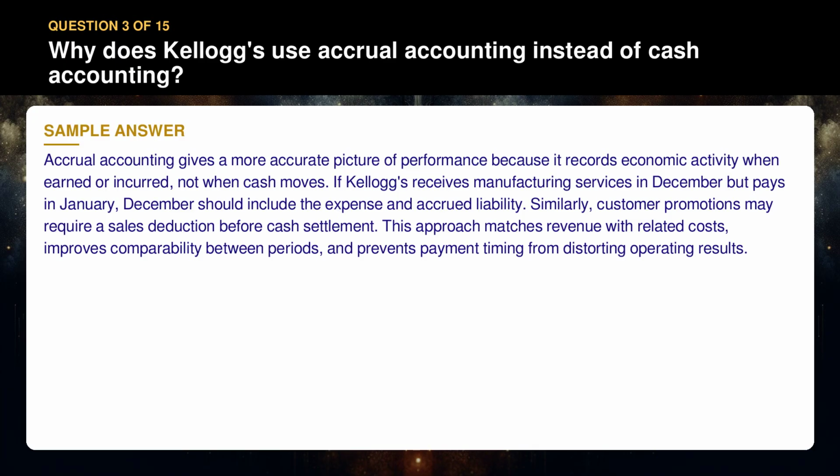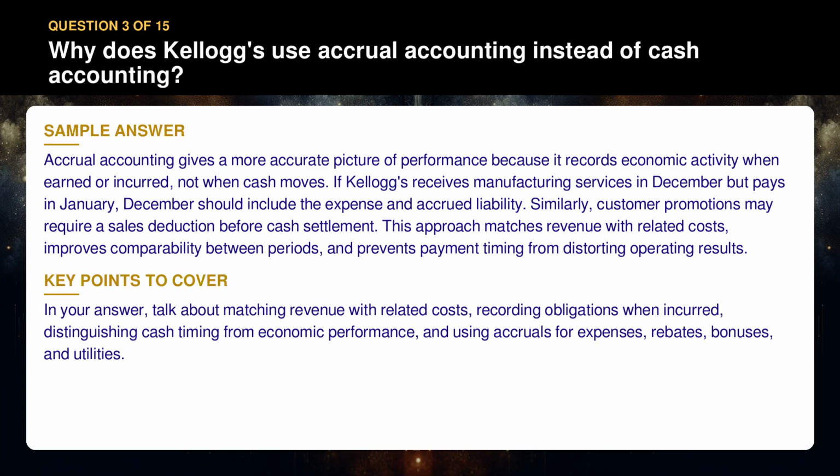This approach matches revenue with related costs, improves comparability between periods, and prevents payment timing from distorting operating results. In your answer, talk about matching revenue with related costs, recording obligations when incurred, distinguishing cash timing from economic performance, and using accruals for expenses, rebates, bonuses, and utilities.